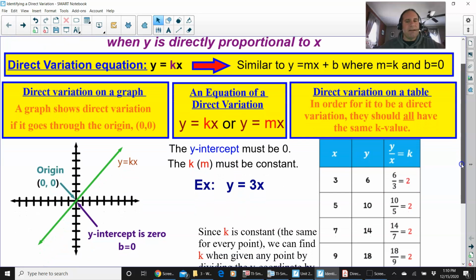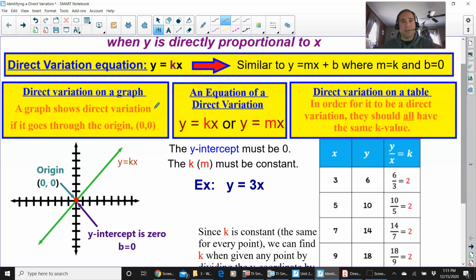We have direct variation on a graph. Easy. This is probably the easiest out of the three. The graph shows a direct variation. It goes through 0, 0. All right, if it goes through 0, 0, it's a direct variation. And right there, where it crosses the origin, it has to be a straight line going through the origin. That means y-intercept is 0.